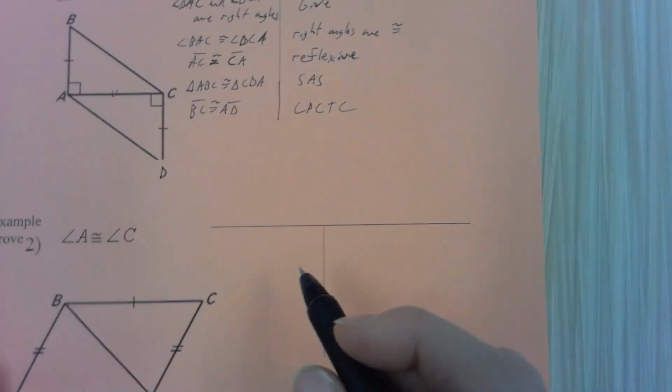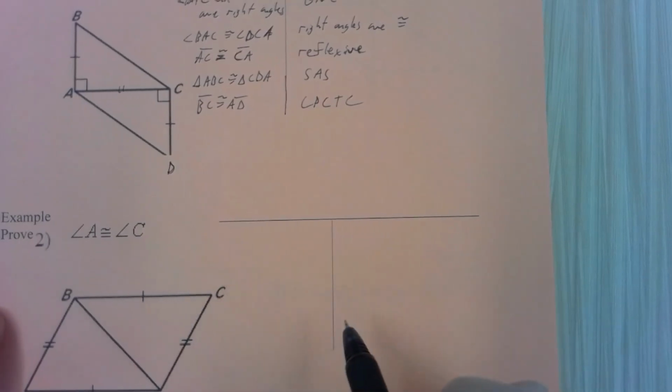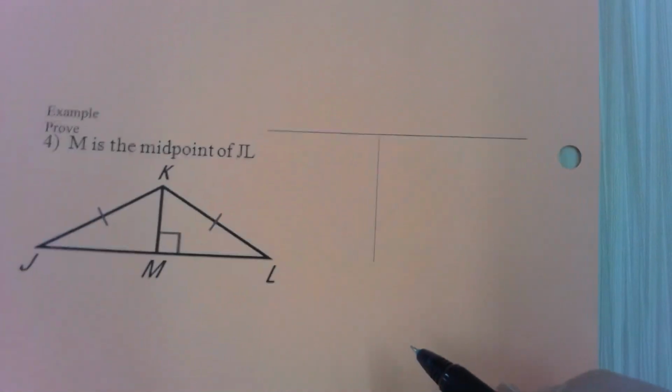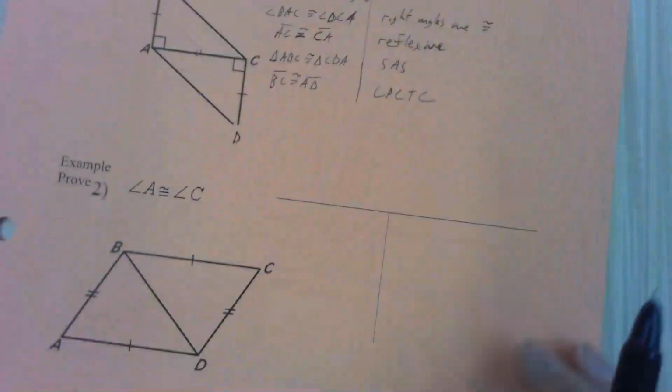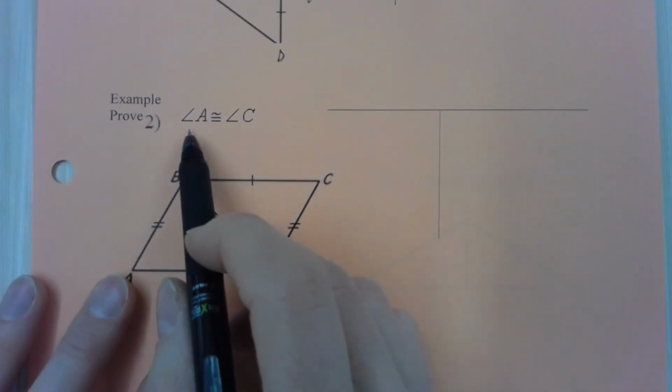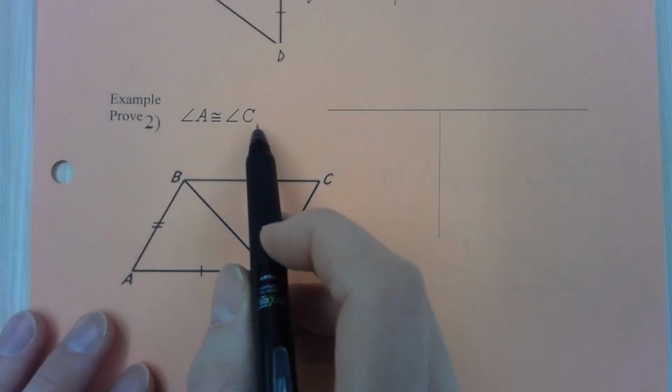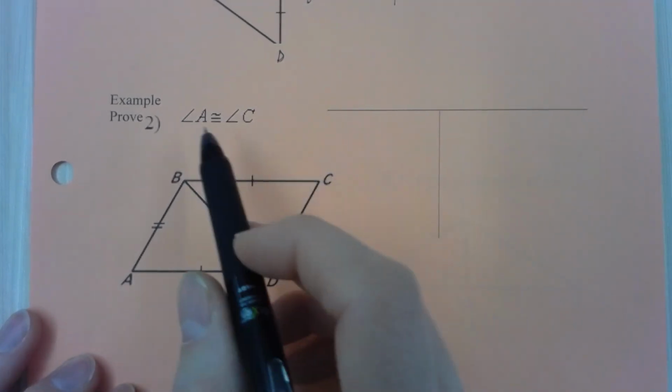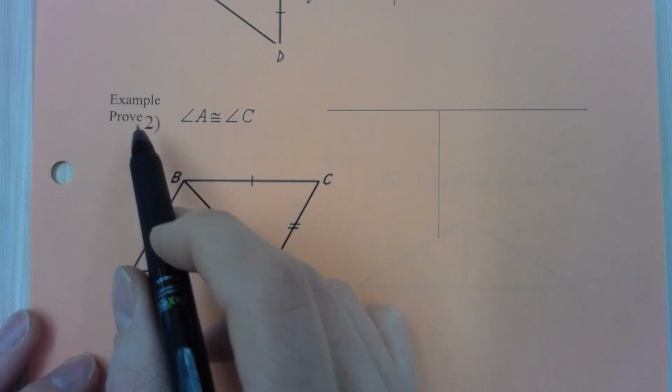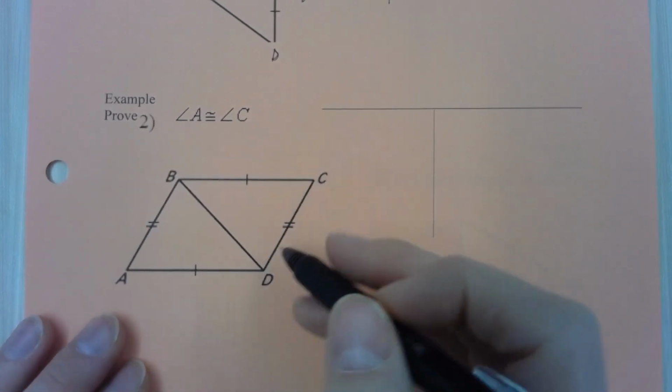Let's look at one more. We're actually going to look at 2 more, this one, and then this one, and then we're going to do this last one in class together. So we're trying to show in this case that angle A is congruent to angle C. So that is not a given statement, that's what we're trying to prove. The given is the markings.